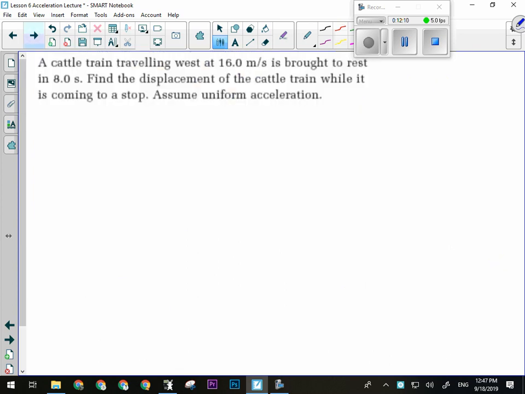Okay, so I want you to copy this one down. This will be our first example of the next acceleration formula that we're going to be using. I have a cattle train traveling west at 16 meters per second, and it's brought to rest in 8 seconds. Find the displacement of the cattle train while it is coming to a stop. Assume uniform acceleration. Okay, that's important. If it's not uniform, there's one formula we can't use. We need to know that this is uniform acceleration.